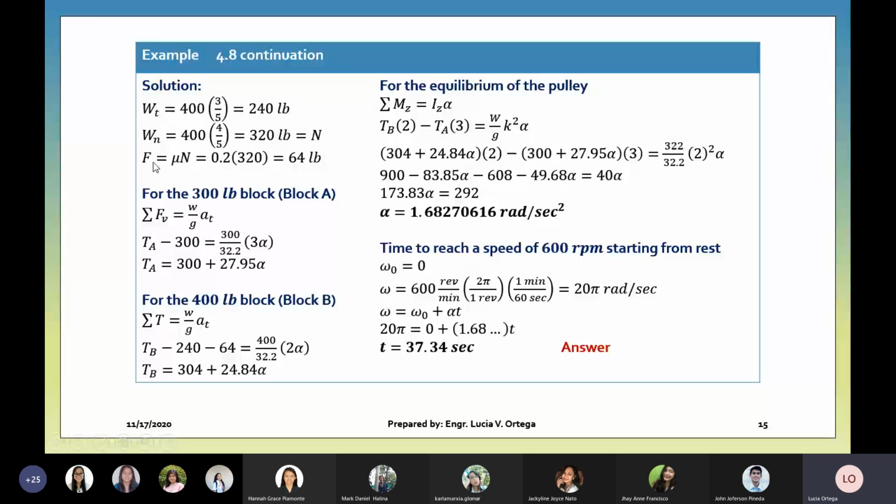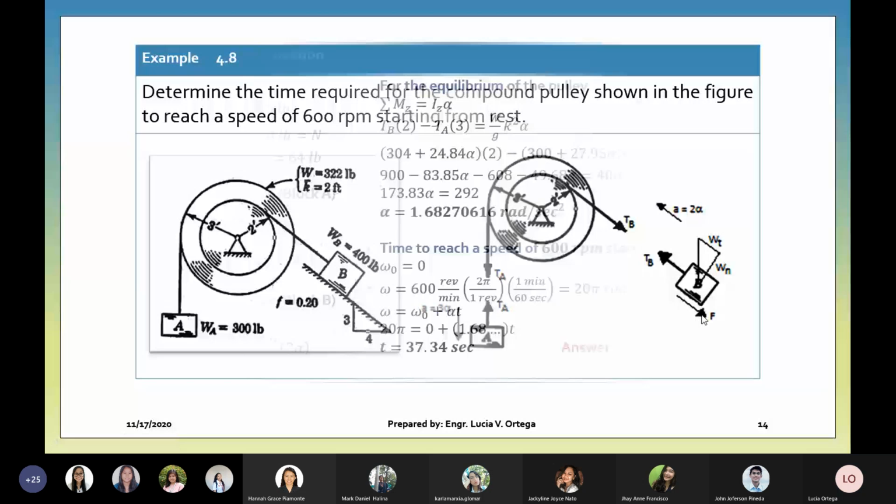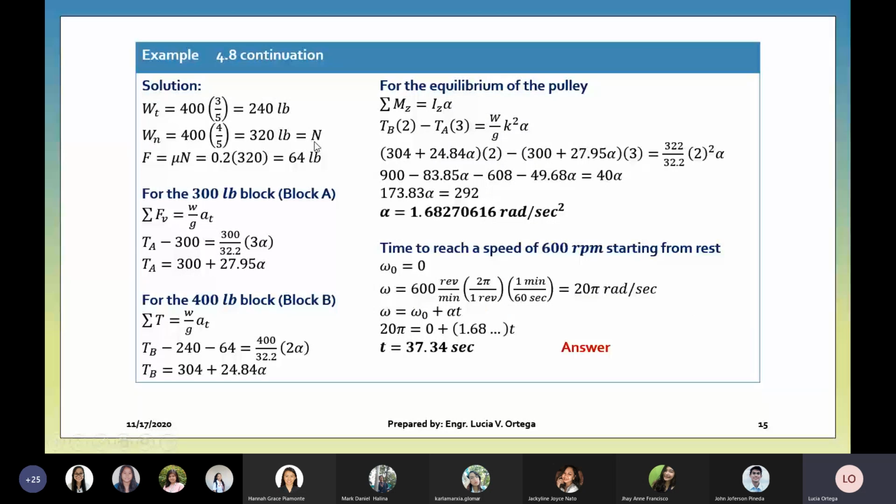So the force of friction is mu times N. Okay. This N, let's go back. So the normal reaction on the surface is equal to this Wn. Okay? So we can solve for the force of friction. So this Wn is also the normal reaction. So force of friction is mu times N. So that is 0.2 times 320. So 64 pounds.